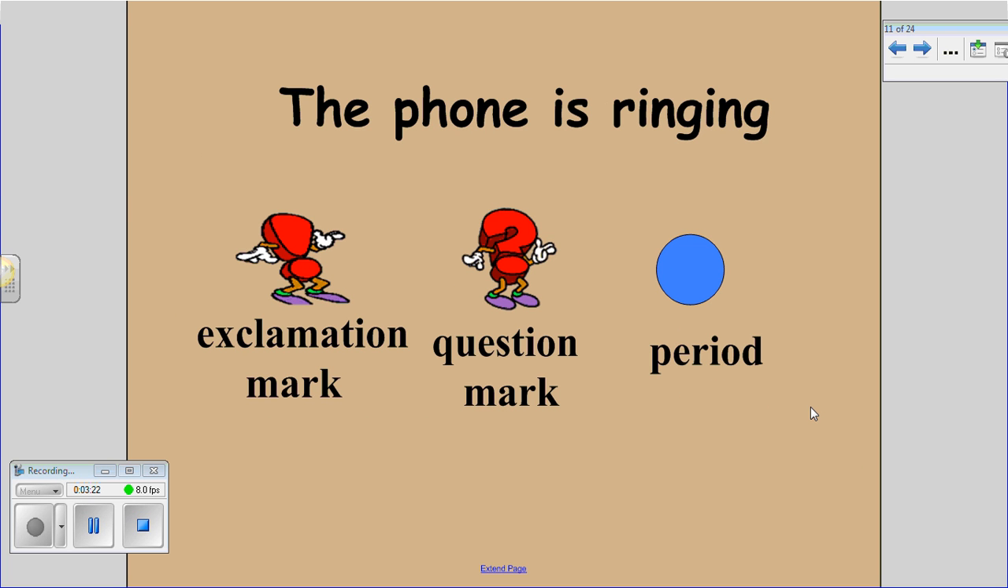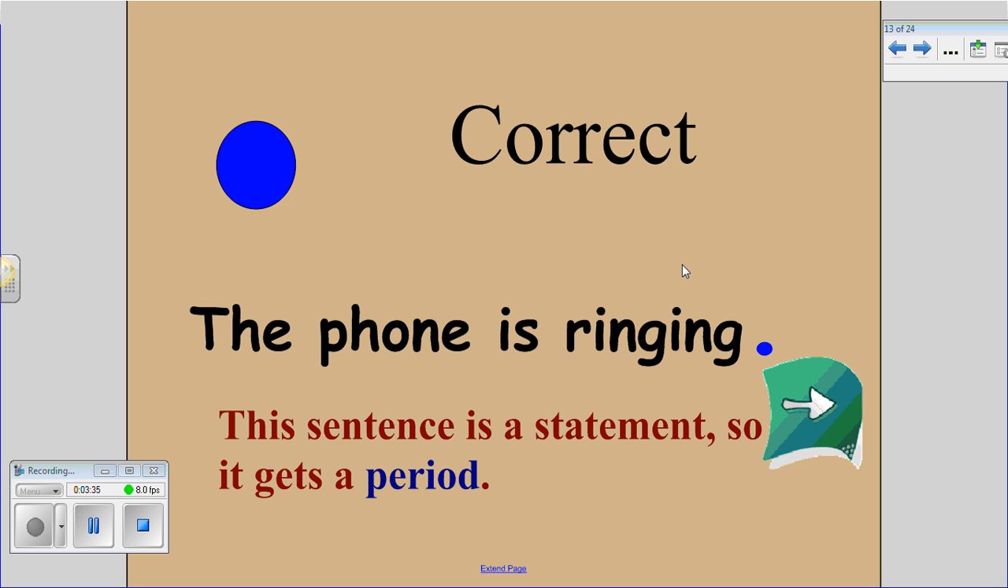The next example is, the phone is ringing. Is that causing excitement? Are we asking a question? Or are we just making a statement or maybe a command? Here we're simply just making a statement, so we're going to use the period for this sentence.